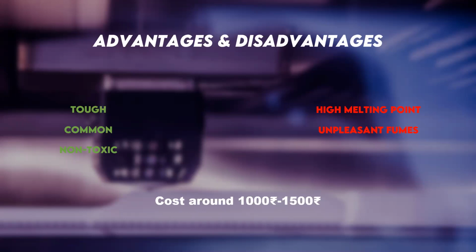One more disadvantage is that ABS melts at a higher temperature, around 250 degrees Celsius. So entry-level 3D printers that can go only around 230, or a maximum of 240 degrees Celsius, would not be able to print with ABS.